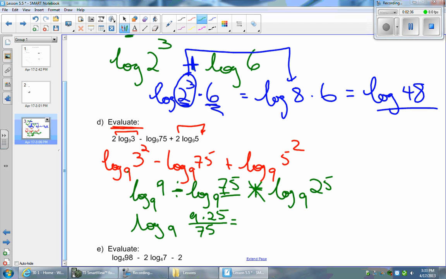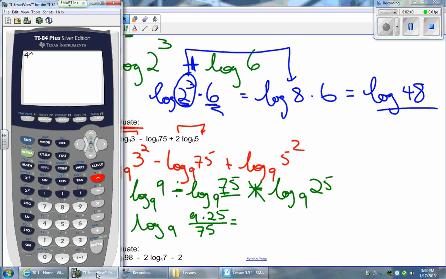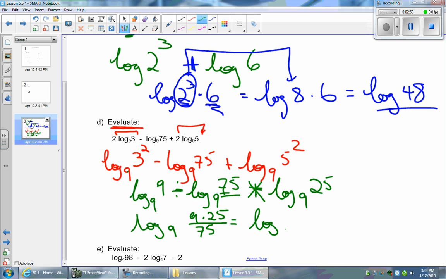75. And if you actually number crunch that number out, let's pull up my calculator here. 9 times 25 equals to, kind of a big number, divided by 75 equals to, look at that, equals to 3. So that number actually works out to be log 9 of 3. Well, I wonder what this actually works out to be. What is the actual number here?